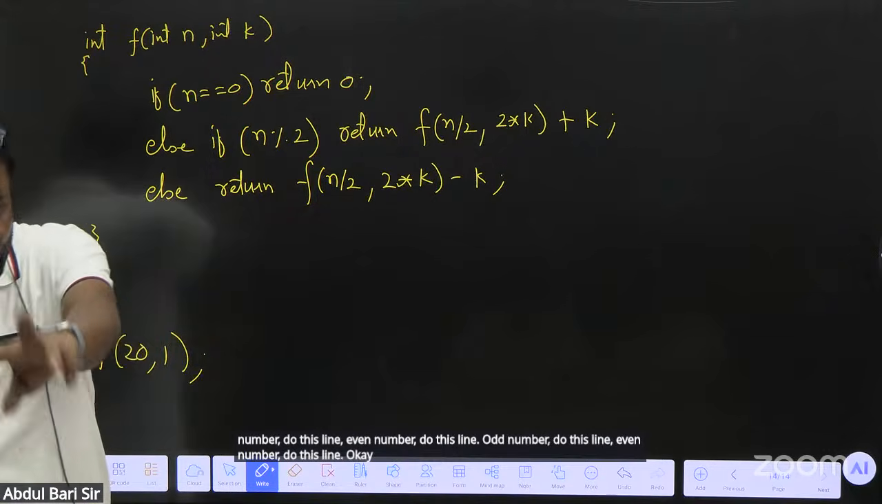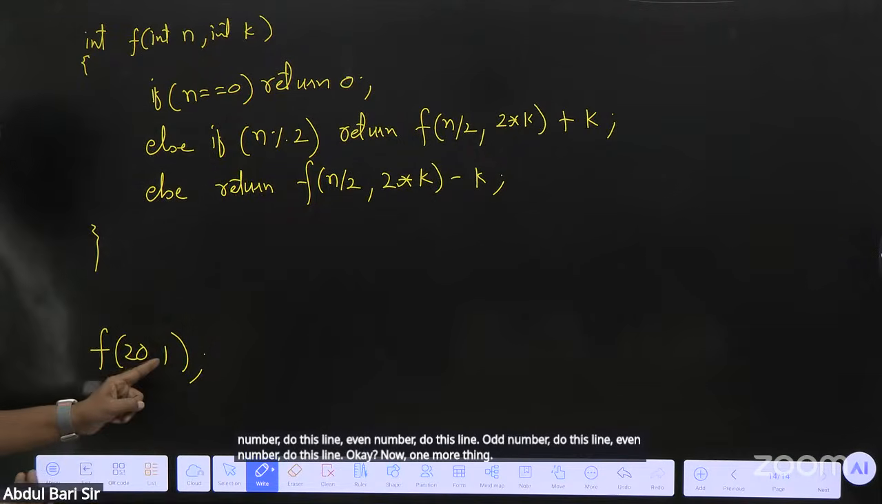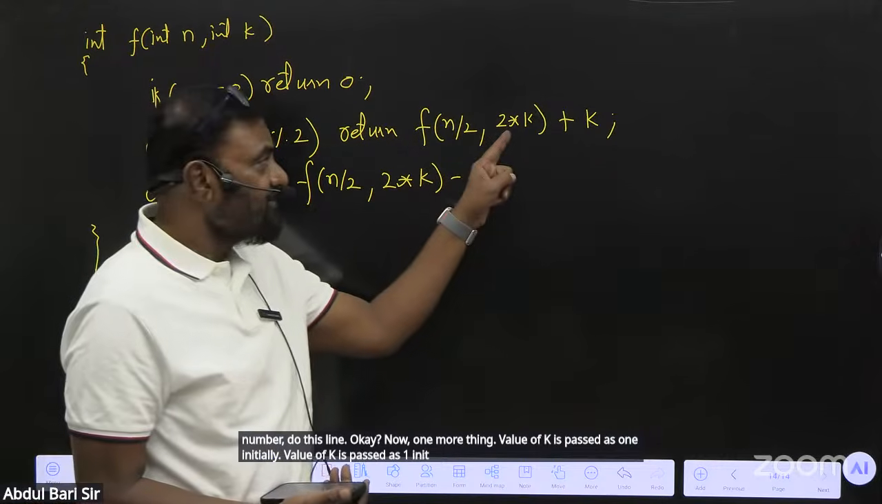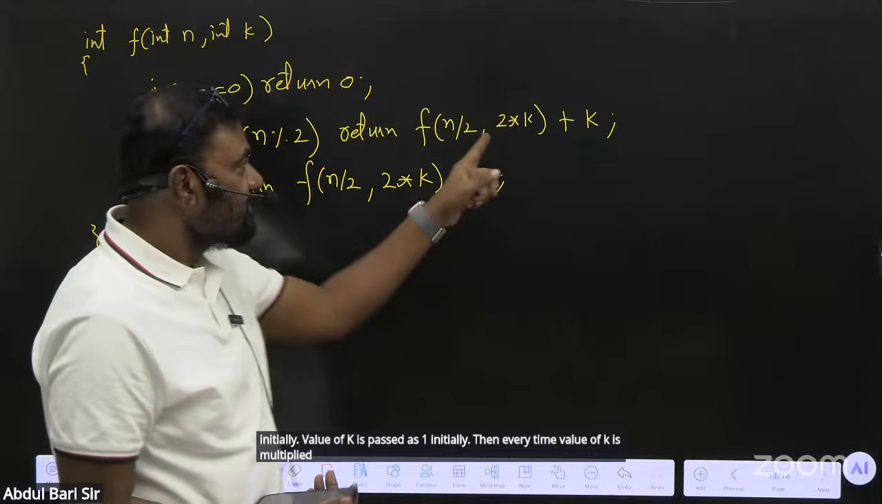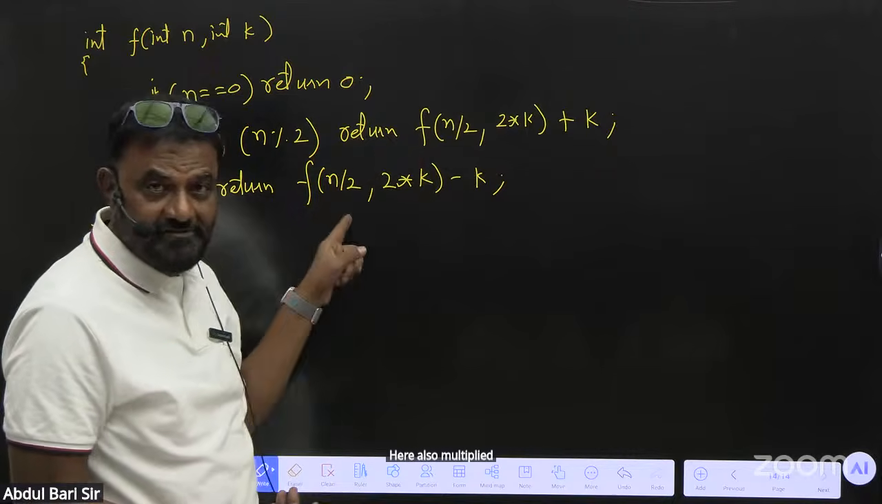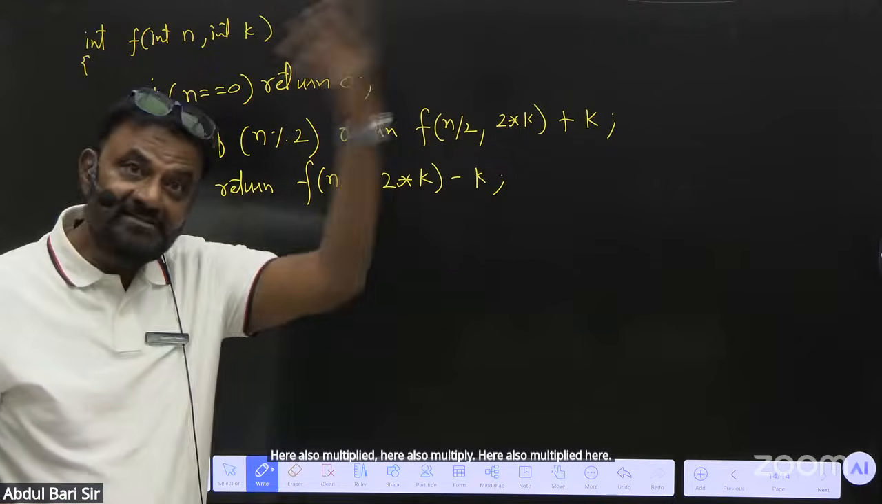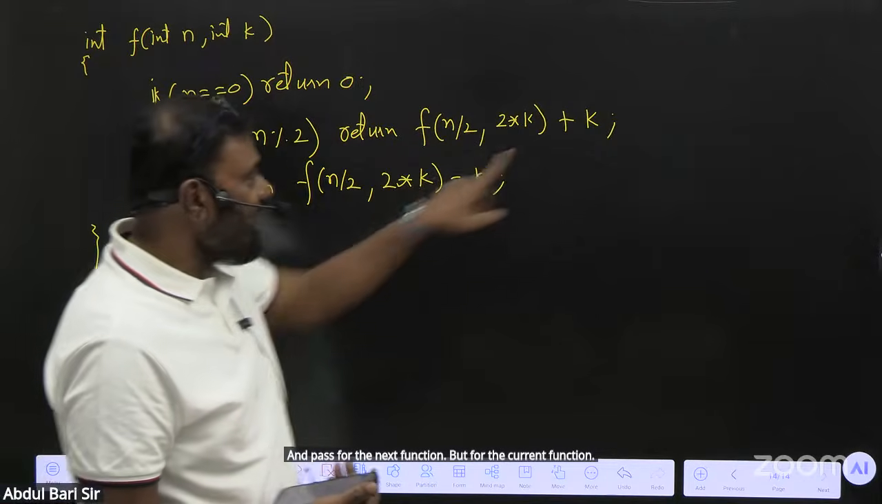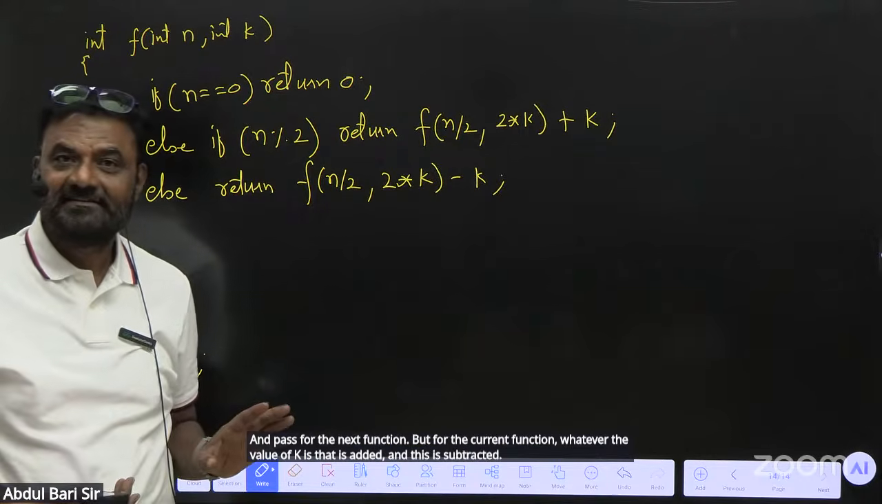Okay. Now, one more thing. Value of k is passed as 1 initially. Then every time value of k is multiplied by 2. Here also multiplied, here also multiplied, here also multiplied, and passed for the next function. But for the current function, whatever the value of k is, that is added and this is subtracted.